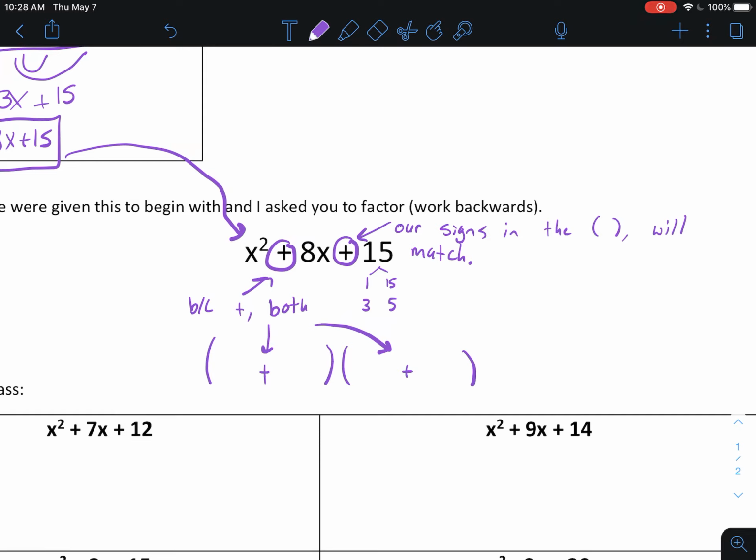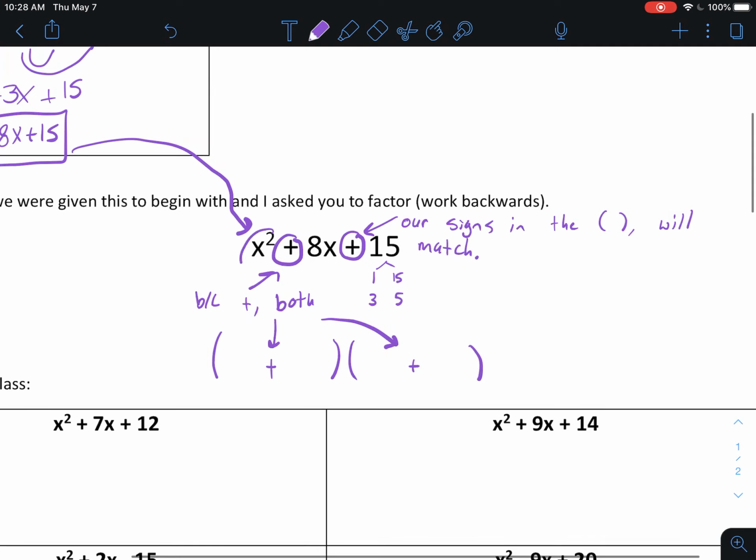So we look at the last term first. Because it's positive, our signs in the parentheses will match. And then the middle one tells us what it matches to. So they're both plus. The first term out here is going to tell us what the first term in each box is. So we just take the square root of that first term, right? X squared square rooted would just be x, right? And that's what we're going to put in both of those.